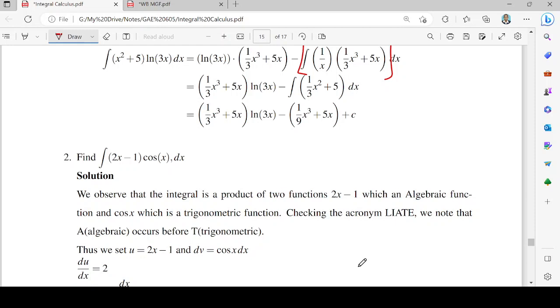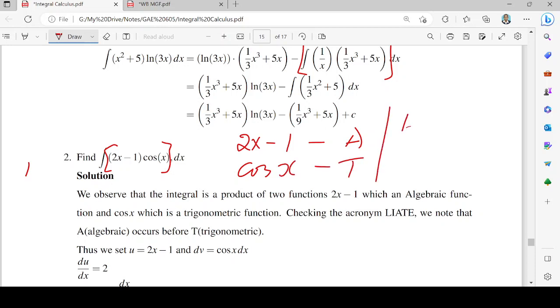We have a second example. We have the integral of 2x minus 1 cosine of x. So here we notice that the integrand here is a product of two functions. One of them is 2x minus 1. This one is an algebraic function. The other one is cosine of x. This one is a trigonometric function.